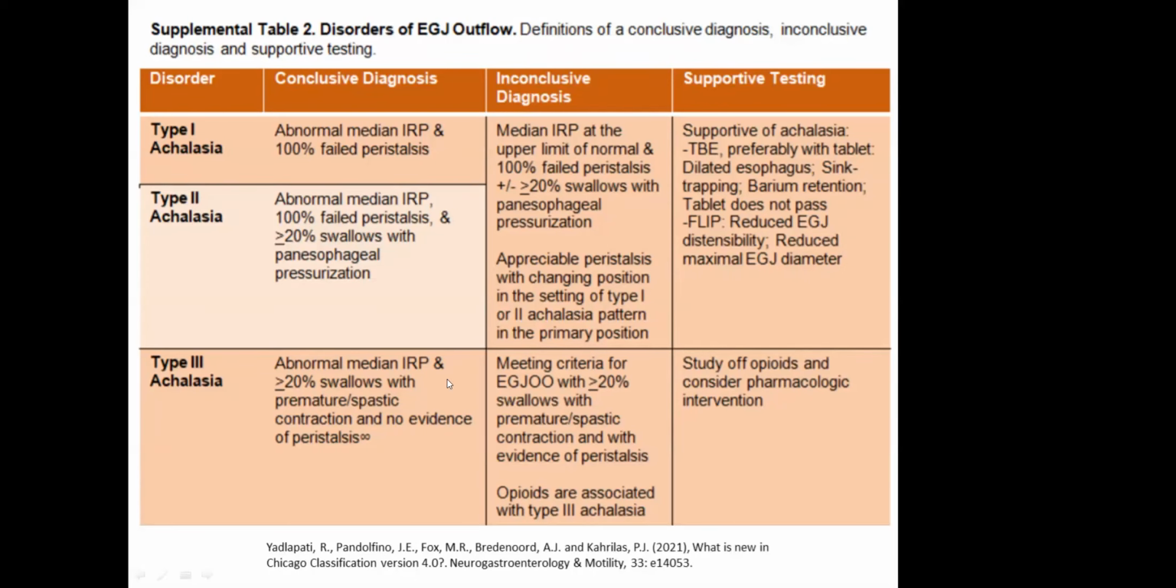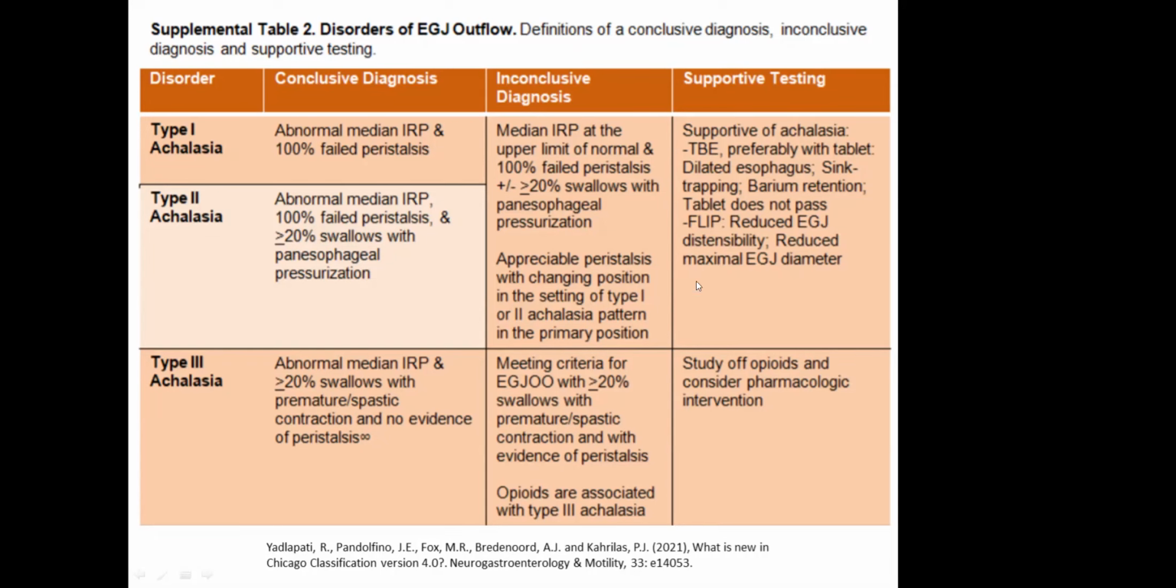Sometimes you get all these inconclusive findings, and if you've done enough manometry, you'll notice quite a number of patients ending up with these criteria, where the IRP is not really that high, at the upper limit of normal, but you get all these failed peristalsis. And sometimes you get more than 20% of swallows with panesophageal pressurization. So it could be an early type 2 achalasia or it could be absent peristalsis, that kind of diagnosis. And there is appreciable peristalsis with changing position in the setting of a type 1 or type 2 achalasia pattern in the primary position.